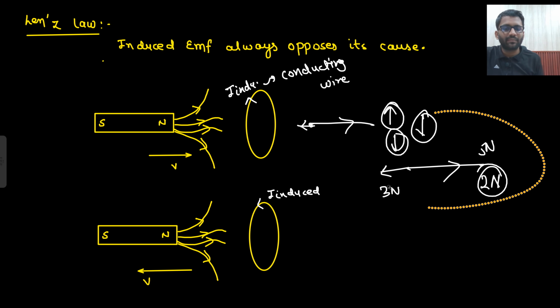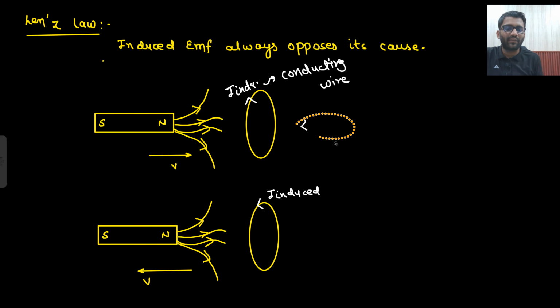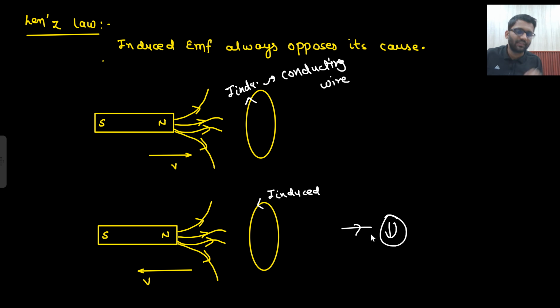Here similarly, we were going away. So if we are going away, what does that mean? That in this direction magnetic field lines are getting decreased.